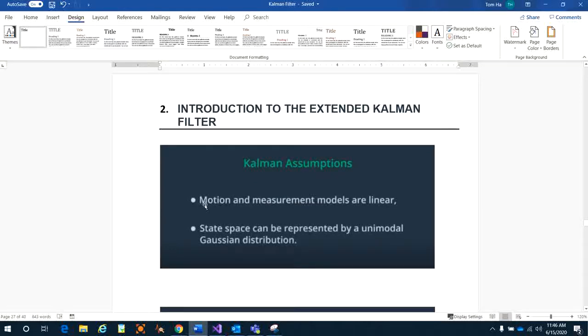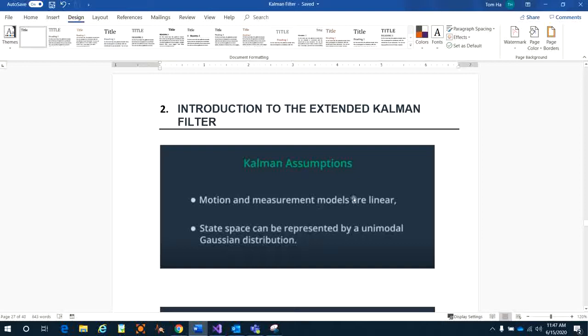We know the robot not only moves straight, it also has to move in a circle or a curve, right? That's a nonlinear motion, right? But we apply the Kalman filter. The Kalman filter applies when the motion and measurement models are linear, and the state space can be represented by a unimodal Gaussian distribution. You know that, right? It means if the input is Gaussian, the output has to be Gaussian. That's linear Gaussian, right?